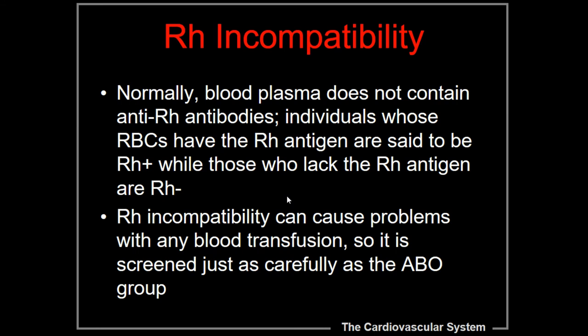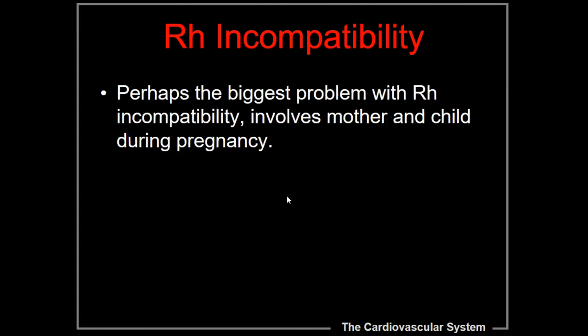Normally, blood plasma does not contain anti-Rh antibodies. Individuals with red blood cells having the Rh antigen are said to be Rh positive, while those who lack the Rh antigen are Rh negative. Rh incompatibility can cause problems with any blood transfusion, so it is screened just as carefully as the ABO antigen. Perhaps the biggest problem with Rh incompatibility involves mother and child during pregnancy.